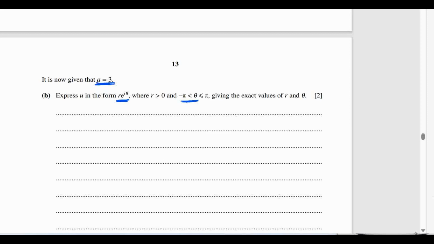And the range of theta is minus pi to pi. Okay. Giving the exact values of r and theta.